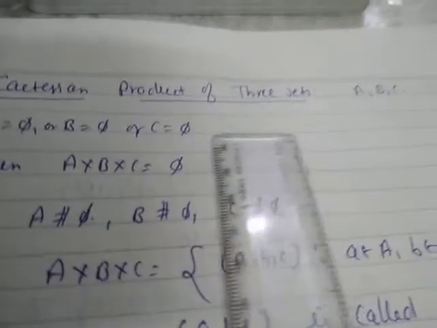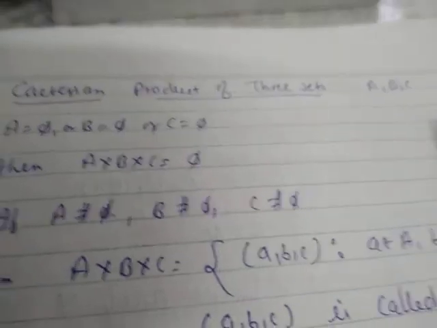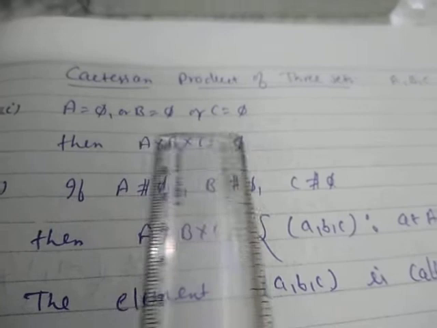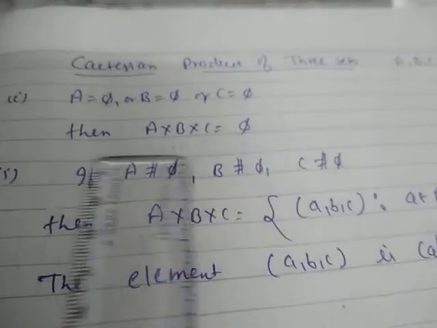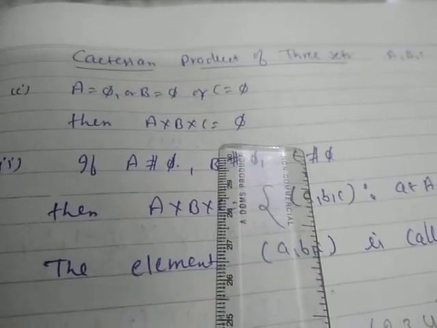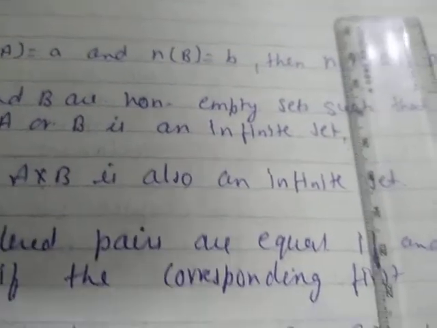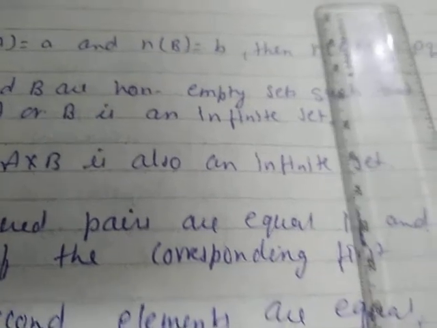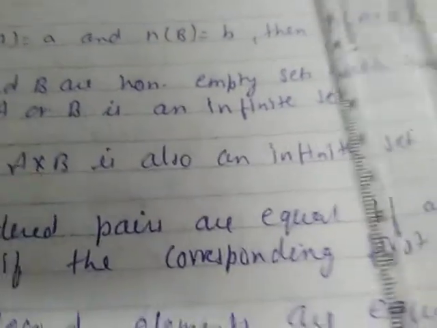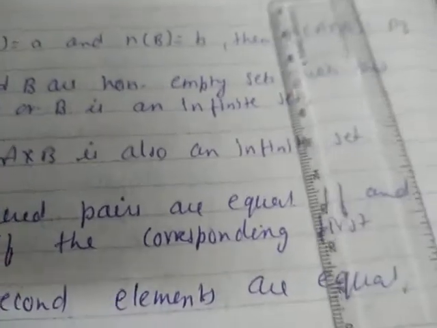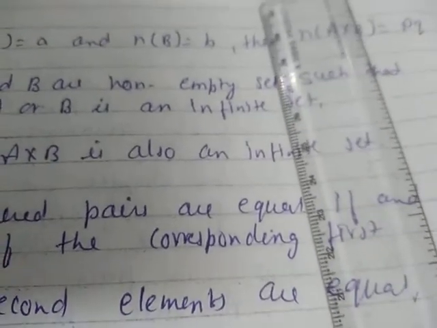Cartesian product of three sets A, B, C. If A is equal to phi, or B is equal to phi, or C is equal to phi, then A cross B cross C is equal to phi. Now one thing is, children, here number of elements of A cross B is equal to number of elements of B cross A, but A cross B is not equal to B cross A, because order is important. In Cartesian product, A cross B and B cross A are not commutative.